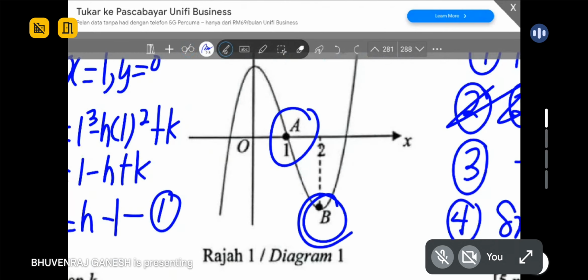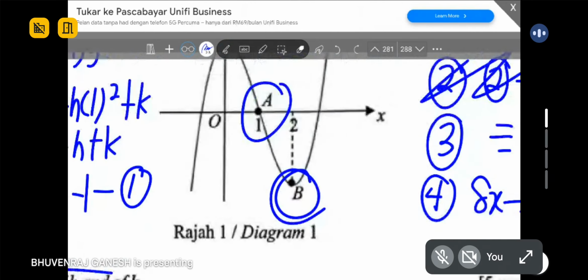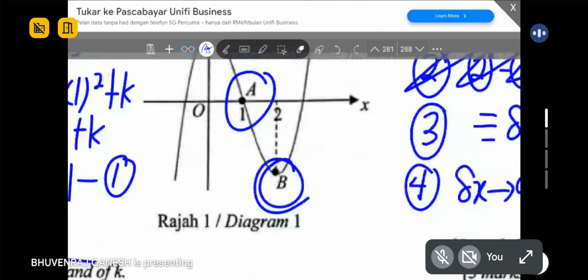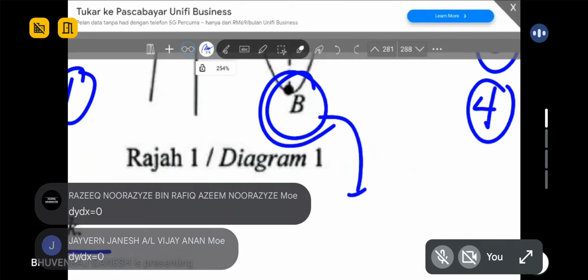Okay. Second equation. You focus on point B, guys. Point B is the turning point, right? Turning point. So guys, for turning point, what is the keyword? All of you. Turning point, you must do what? Come on. If you still remember differentiation. Turning point. Yes.